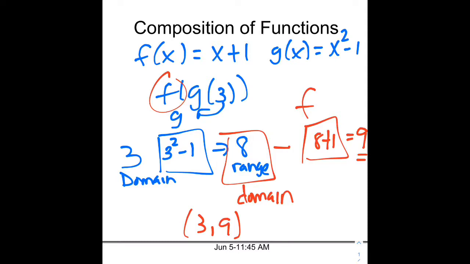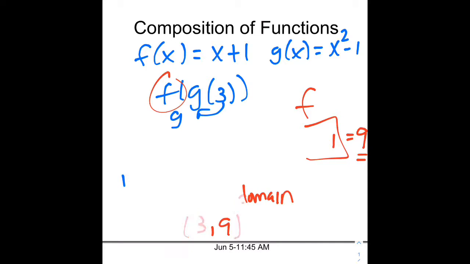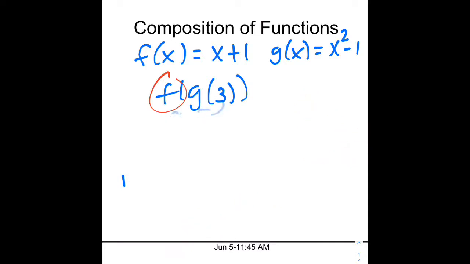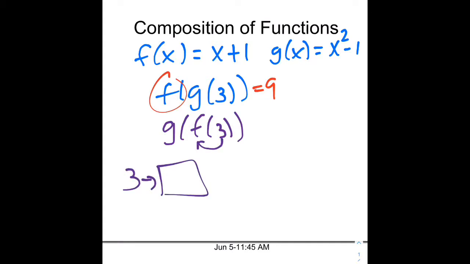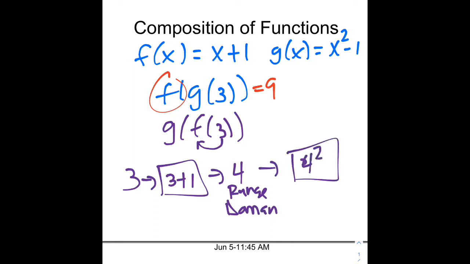So what I do want to show you is, let me erase some of this so I get some space back, we just discovered that f of g of 3 was 9. Well, if I want you to find g of f of 3, let's talk about that. 3 would go into f. So 3 plus 1 gives me an output of 4. That range value becomes the new domain value. And it goes in as 4 squared minus 1, which gives me 15.